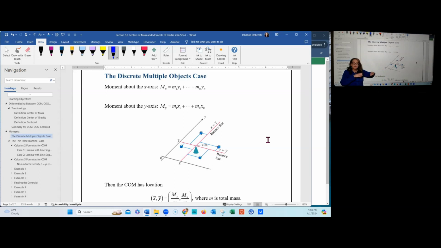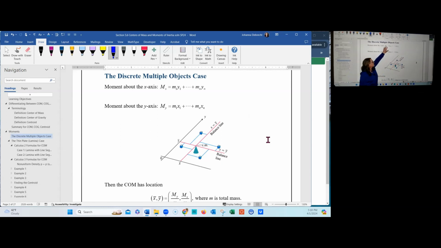So when we look at what we call the discrete or multiple objects case, we're talking about having a number of point masses or weights, if you will, in different locations in a two-dimensional system. So the question is, what will make it balance on this center of mass? Well, in order to figure out where it balances, I need to find the moment for each individual object. So the moment for each individual object, since it's small enough to be considered a point mass, is going to be given by the mass of the object times the distance from that particular axis.